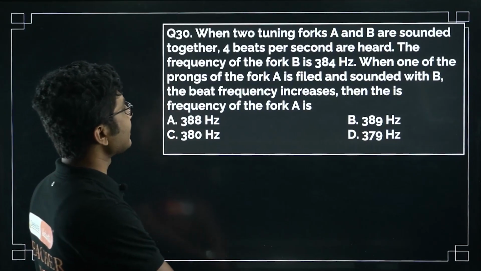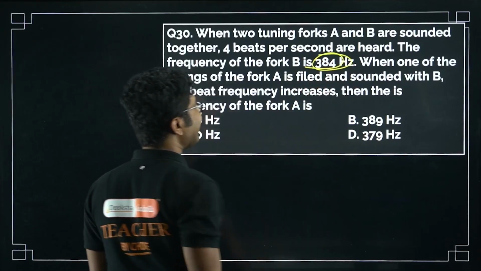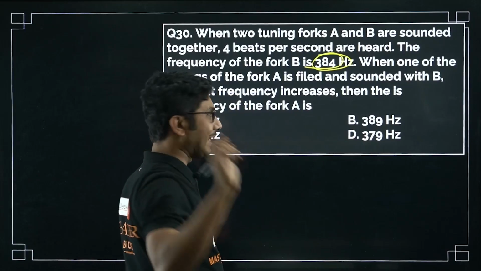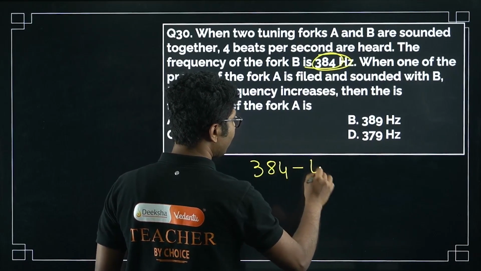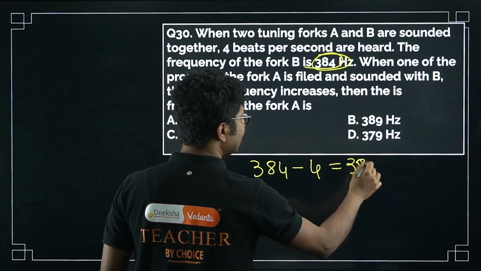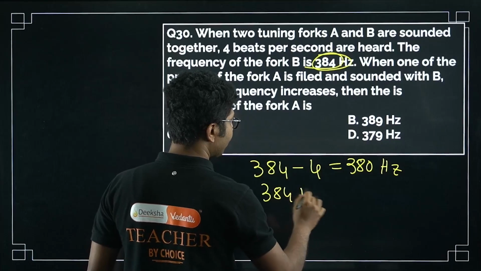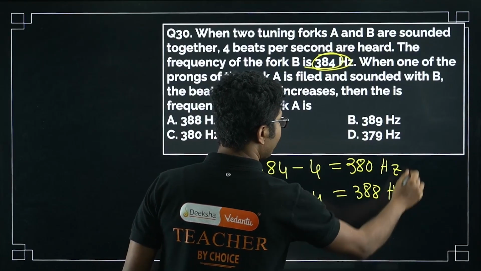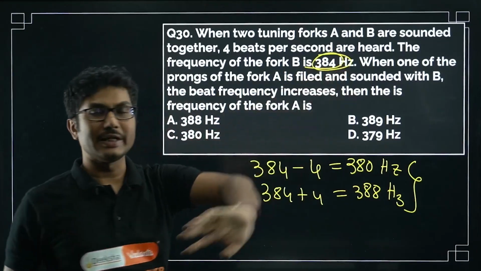So very interesting question. First of all, the frequency of B is 384. So what are all the possible frequencies of A? There are two possible frequencies. 384 minus 4, that is 380 Hz, or 384 plus 4, 388 Hz. So both of these two frequencies will give 4 beats per second with 384 Hz.